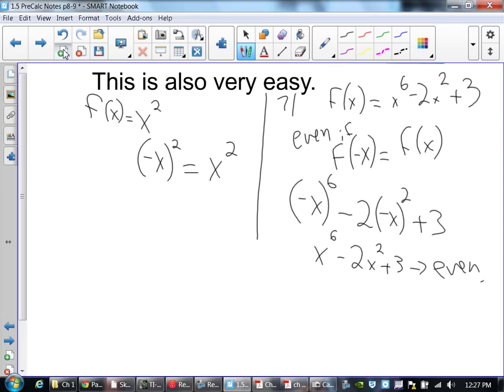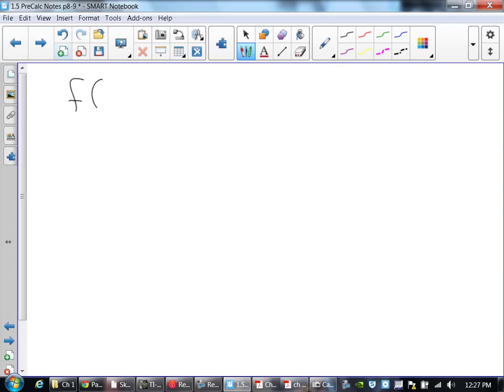What's different with number 72? I think it's f of x is x. Wait, what number is this? This is 72, I believe. That's an odd one. Because if you plug in negative 1, it equals 1. But if you plug in positive 1, it equals 1. But then negative 1 equals negative 6. Yes, I see what you're saying.